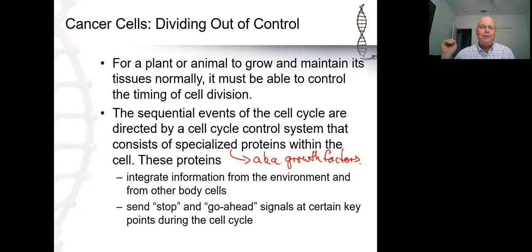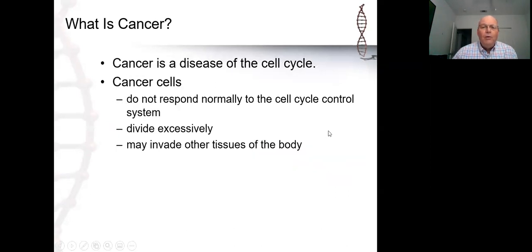And they stop the arbitrary division of cells and regulate when cells are given permission to divide and when they're not given permission to divide. What cancer constitutes is when that control system goes haywire. So there are two basic control mechanisms that all cells recognize that allows them to divide or not divide.